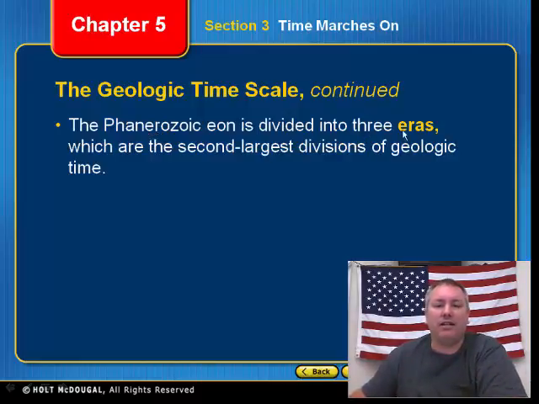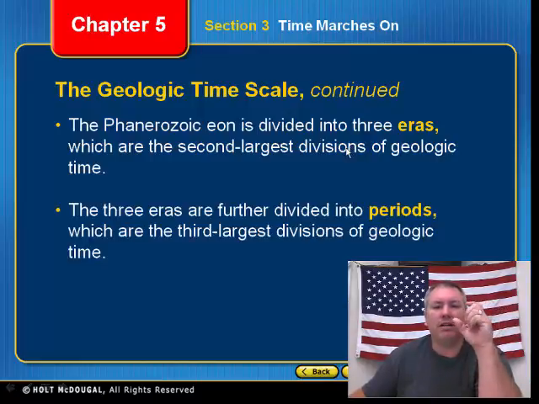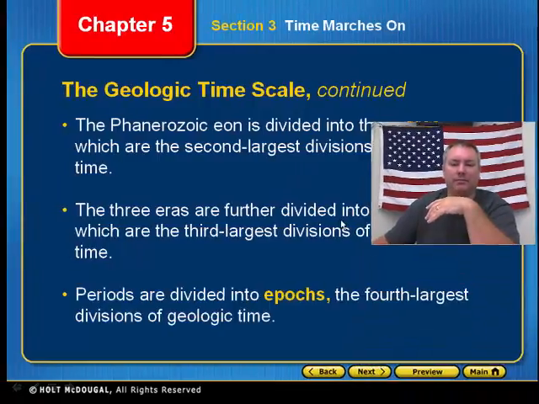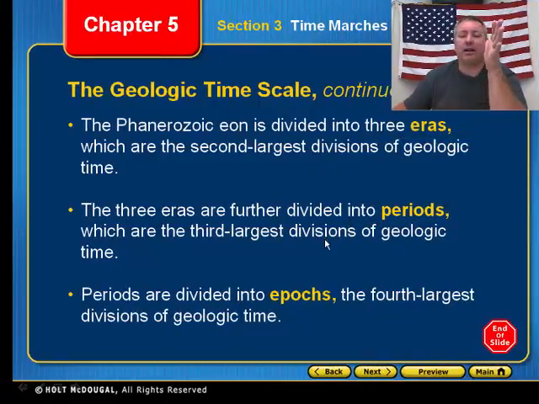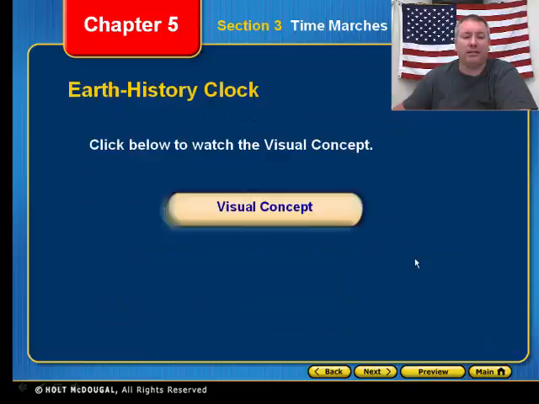The Phanerozoic is then divided into three eras. After the eon comes an era, that's the second largest division of time. Then we have our periods, and our periods are after the eras. So you have the eon, then you have an era, and then you have a period, and that's the third largest division of time. And lastly is the epoch. That's the smallest division of time, the fourth largest. So you have the eon, the era, the period, and the epoch. All right, that is the four layers of time, or how we set time.